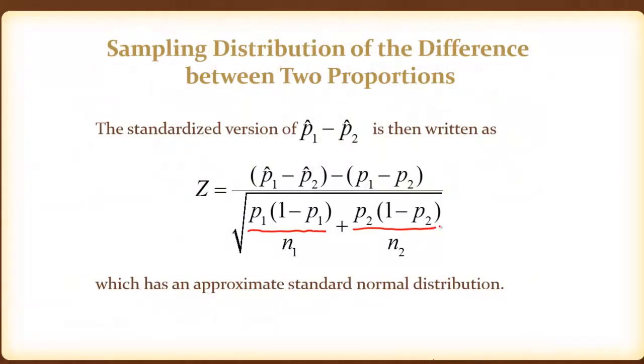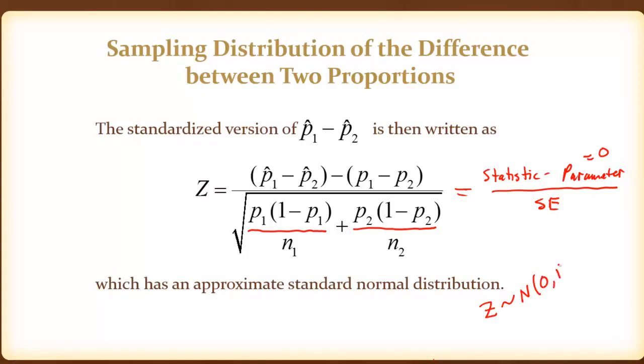If we standardized the model, we would get this. Remember, to standardize, it's always statistic minus parameter over standard error, right? P hat 1 minus p hat 2 is your statistic. P1 minus P2 is your parameter, which for our cases is always going to equal 0 because we assume P1 equals P2 in the null hypothesis. And then there's your standard error down there. That has an approximate standard normal distribution. And remember, we use Z for standard normal. It means the distribution is approximately normal with mean 0 and standard deviation 1. This is just notation for a normal distribution. You put the mean there and the standard deviation there.